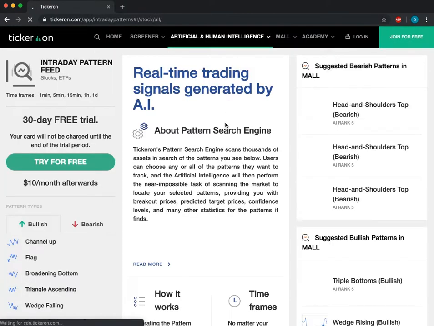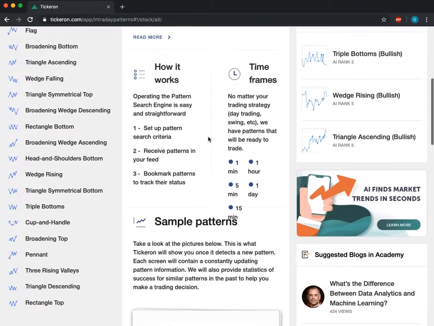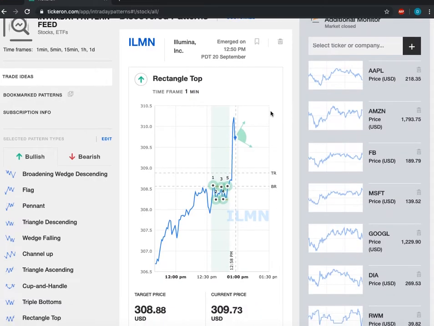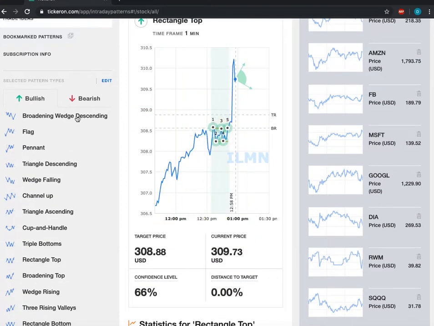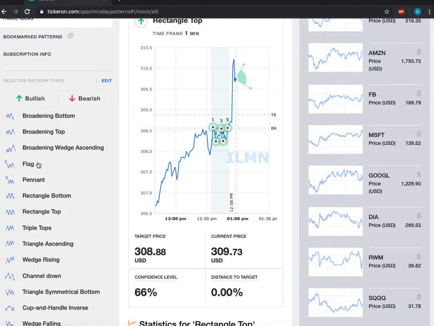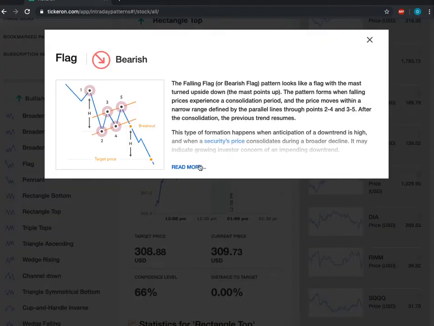Once you're on the main page, you can look around and get familiar with the system. The recommended patterns are automatically displayed for you. If you want to learn about a specific pattern, click on the pattern in the sidebar, where we have detailed explanations for every pattern, bullish or bearish.